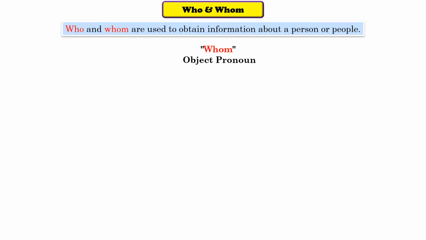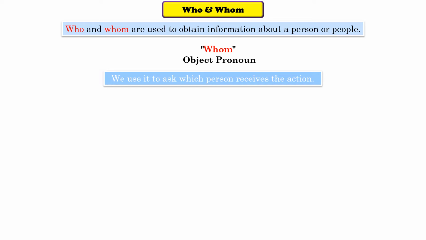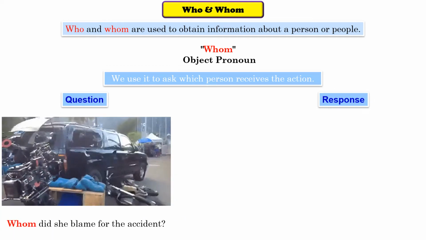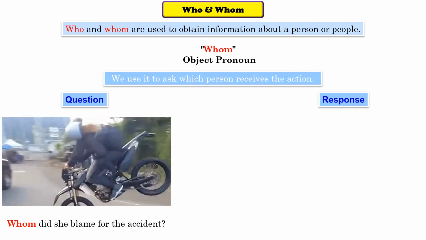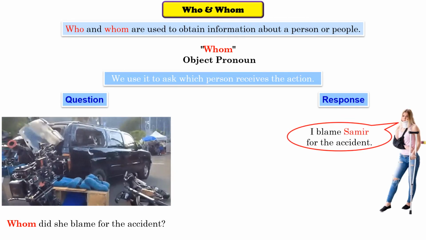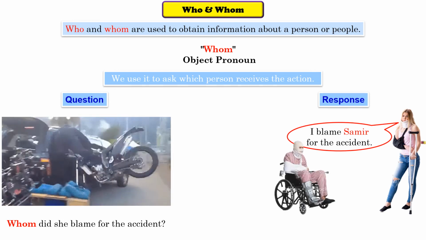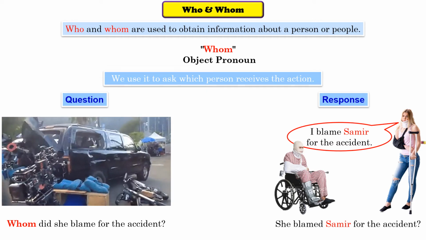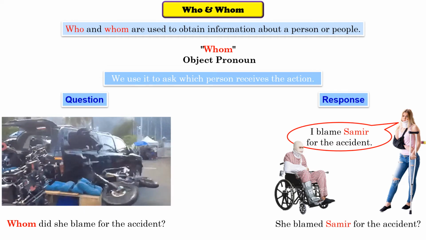Whom. It's an object pronoun, like him, her, and us. It is used to ask which person receives the action. Example, whom did she blame for the accident? I blame Samir for the accident. She blamed Samir for the accident.